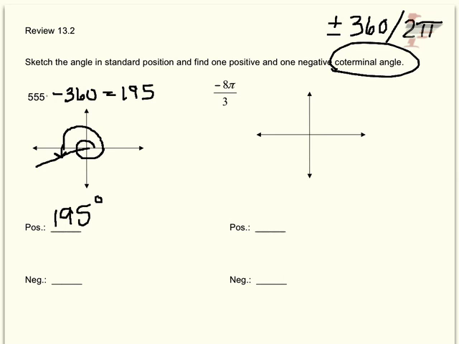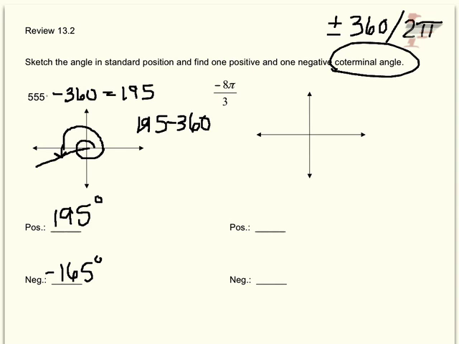So I'm going to subtract 360 one time, and I'm still positive, so that's a positive coterminal. But again, I could add 360 if I want. I'm going to subtract 360 again because I am still not negative. So if I take 195 minus 360, I get negative 165, and that's a negative coterminal.